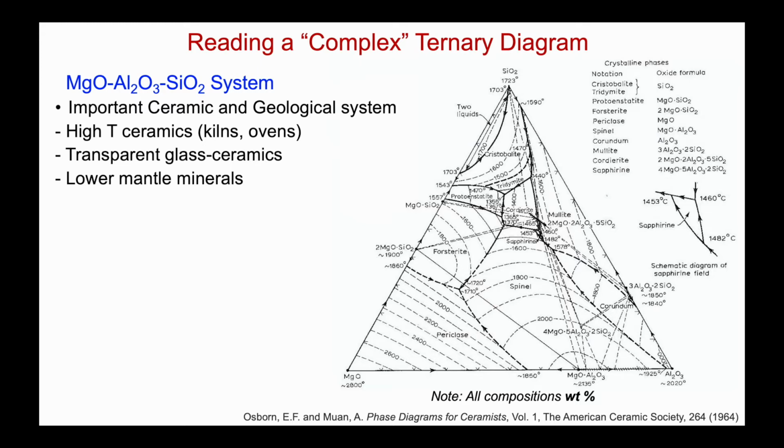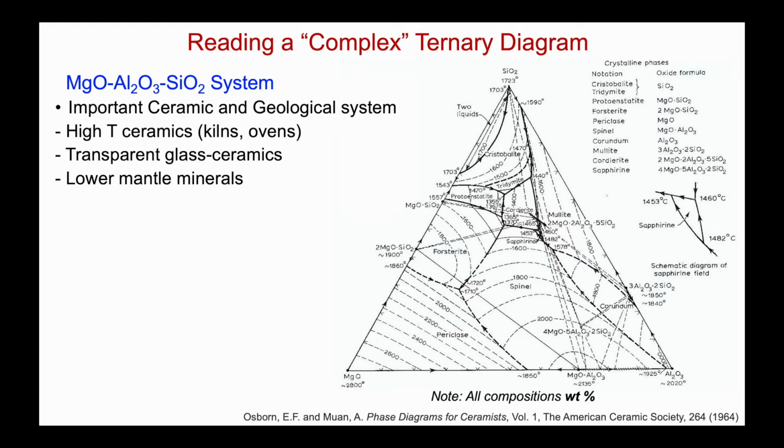The MgO-Al₂O₃-SiO₂ ternary system has been studied for many years. Indeed, the original phase diagram shown here was determined back in 1964 through an extensive set of experimental studies, and there is a wealth of information on this diagram.